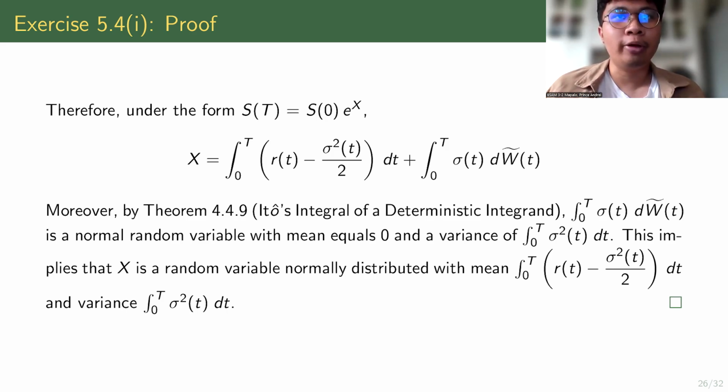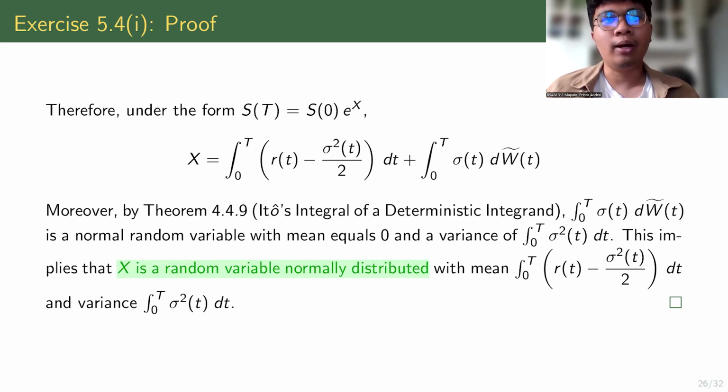Moreover, by theorem 4.4.9, which is Ito's integral of deterministic integrand, the integral from 0 to capital T of sigma of t dW tilde of t is a normal random variable with mean equal to 0 and a variance of the integral from 0 to capital T of sigma squared of t dt. This implies that X is a normally distributed random variable with mean equal to the integral from 0 to capital T of r of t minus sigma squared of t divided by 2 dt, and variance equal to the integral from 0 to capital T of sigma squared of t dt. And that concludes the proof for exercise 5.4, sub-item number 1.